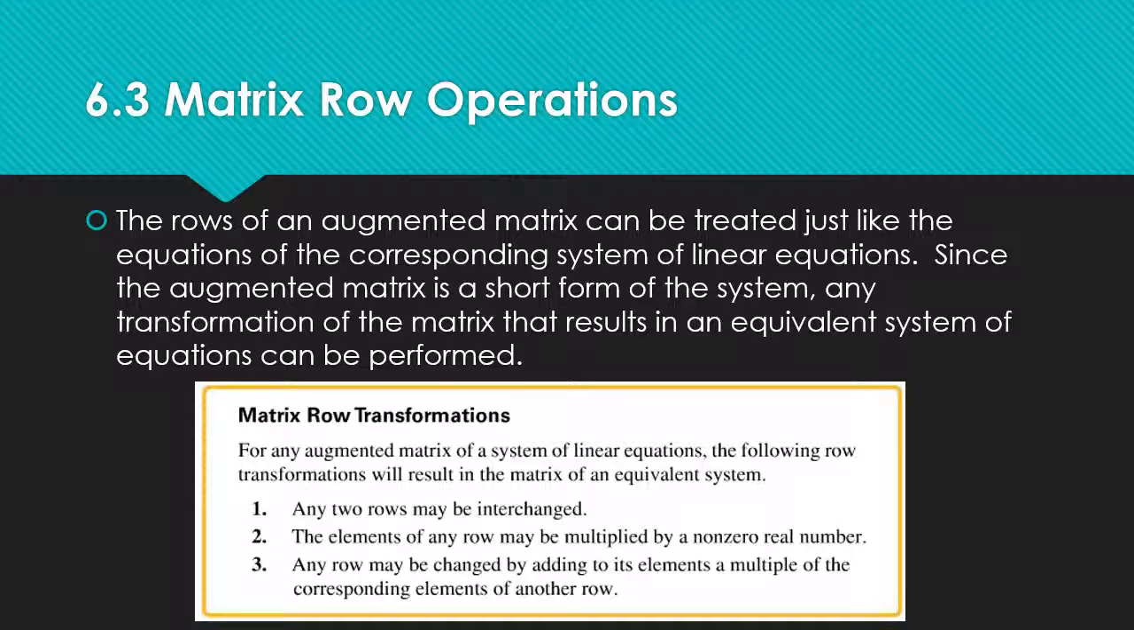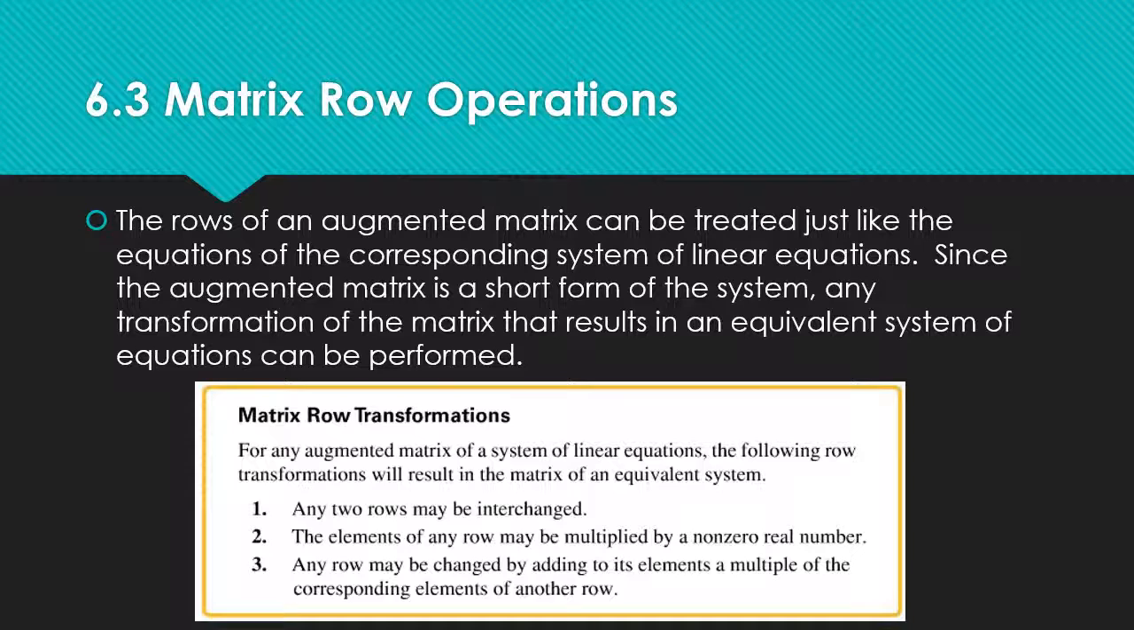So you cannot multiply everything through by 0, but you can multiply it by anything else, fraction or whole number or integer. Any row may be changed by adding to its elements a multiple of the corresponding elements of another row. In other words, you can replace a row by multiplying another row by a number and then adding that row to it. And we're going to be working with each of these.